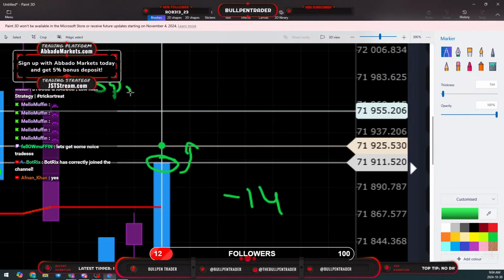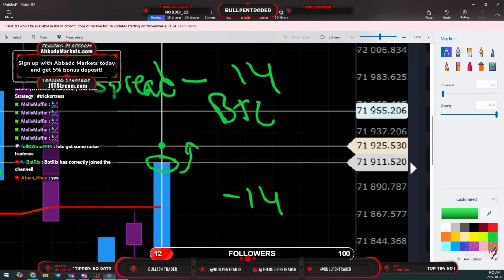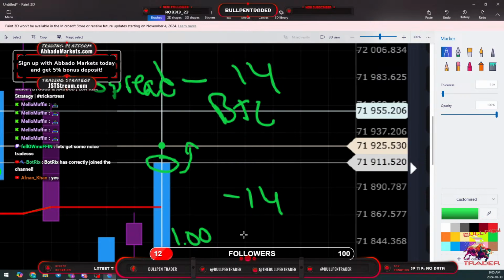was 14 on Bitcoin, BTC. So the spread on Bitcoin was 14, which means that 14 points is going to be my spread. So if I enter with one lot size, like you were asking, with 1.00 lot, this is going to be my initial P&L.